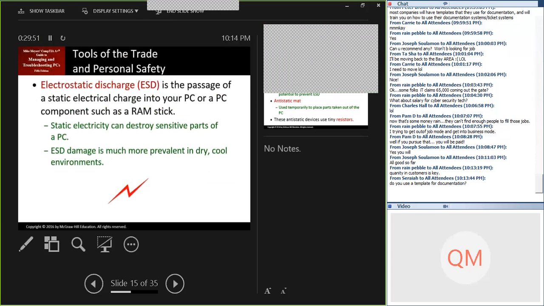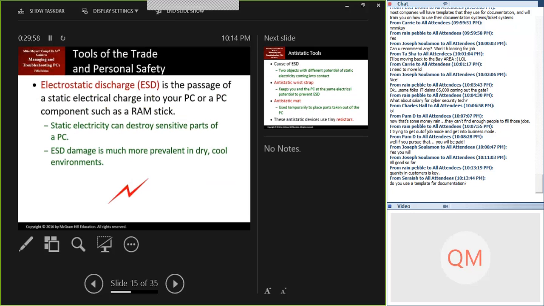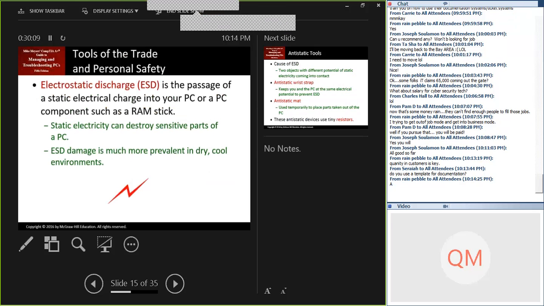Electrostatic discharge is the passage of static electrical charge into your PC or a PC component, such as a RAM stick. We'll talk about what a RAM stick is. DIMM's, random access memory. Static electricity can destroy sensitive parts of a PC, and that's very true. Like, you know how you can drag your feet across the carpet and feel a shock, and it's not causing a problem to you. But that little bit of electrostatic discharge can fry a memory DIMM or a motherboard.